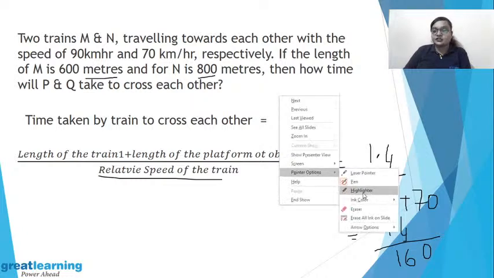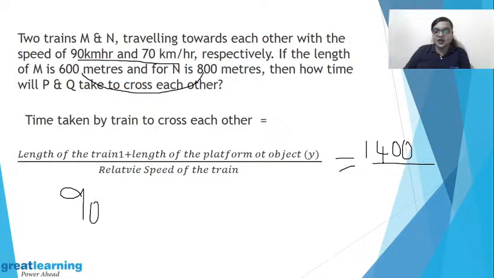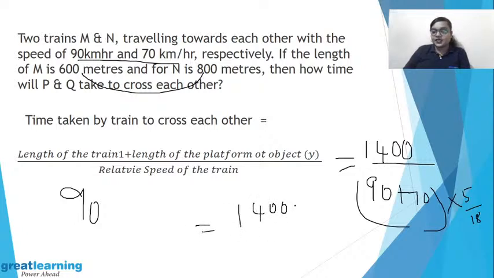Or if you're finding it difficult, then convert everything in terms of meter per second. So the length will be nothing but 800 plus 600, then you will get 1400 meter divided by 90 into 5 by 18, or this will be totally 90 plus 70 into 5 by 18. You can do it either way. So if I do that, I'll get 1400 into 18, divided by 160 into 5. So obviously 0 and 0 will get cancelled.